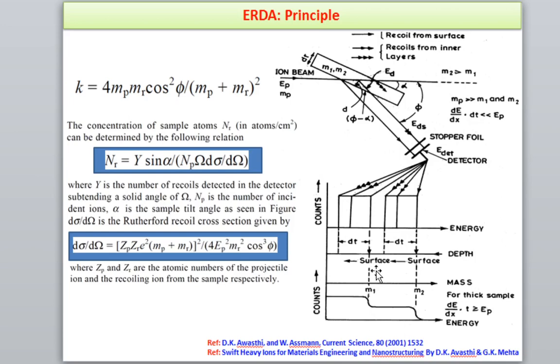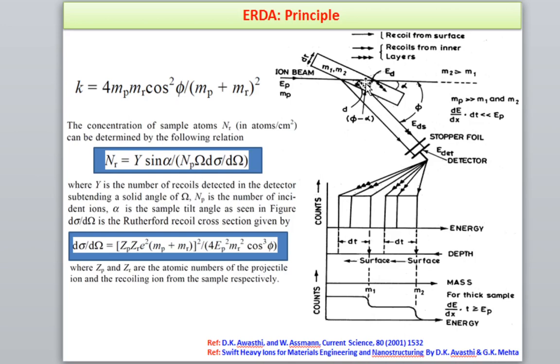This corresponds to the mass M2, and this corresponds to M1. The number of counts will tell what the concentration of M1 and M2 target atoms present in the sample is. In this way, one can get the information of all the elements which are present in your target. I hope I am able to explain to you.